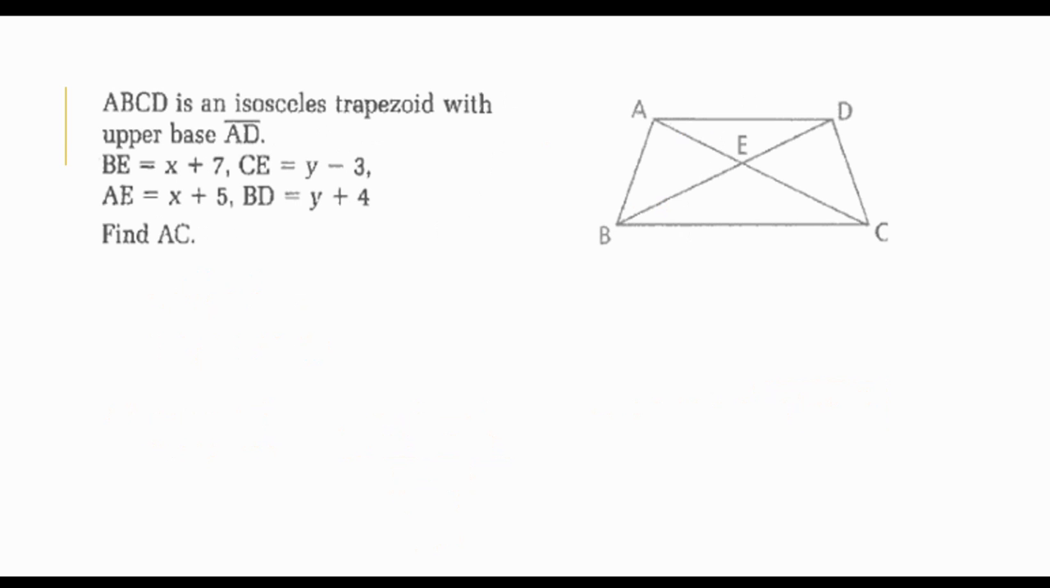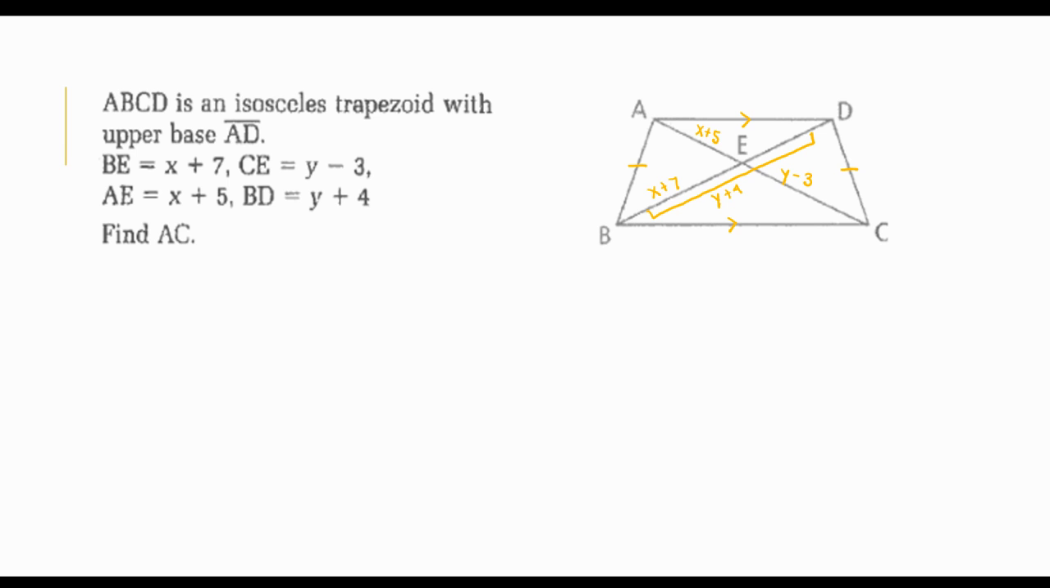All right, here I'm giving us an isosceles trapezoid, upper base of AD. So remember, bases are the parallel sides, and if we're talking about an isosceles trapezoid, we technically then have those two legs, AB and DC. All right, I'm going to mark up what I know. I know that BE is a length of x plus 7. I know that CE is y minus 3. I know that AE is x plus 5. And I know that BD, which is the entire diagonal here, is y plus 4.